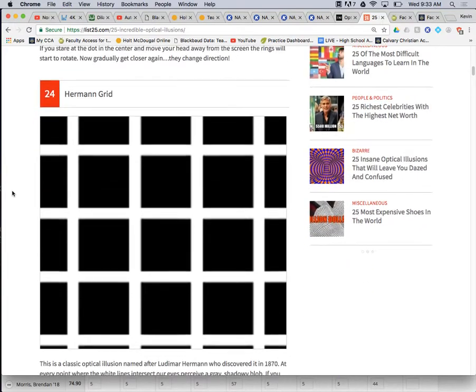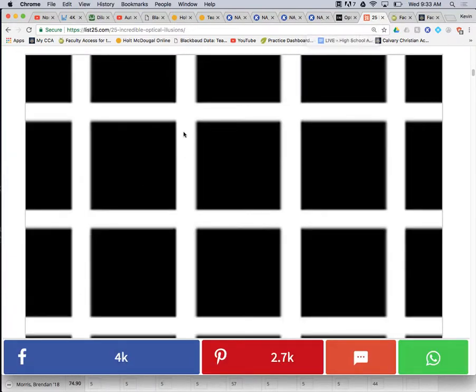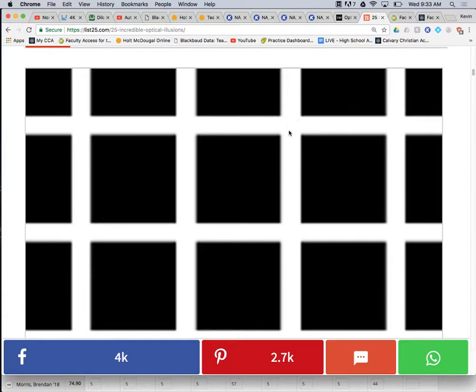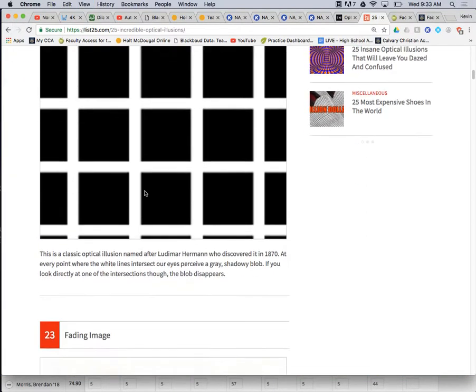Okay, this is a cool one. This is a classic. You don't have to go anywhere with this one. You guys see it? It looks like there are shaded areas in those corner points, in those intersections, right? But there's not. There's nothing shaded there. That's all just white. It's perfectly white. If I zoom in, the dark circles in between each line, I honestly don't see them. Okay, so maybe you don't see it, maybe you do.